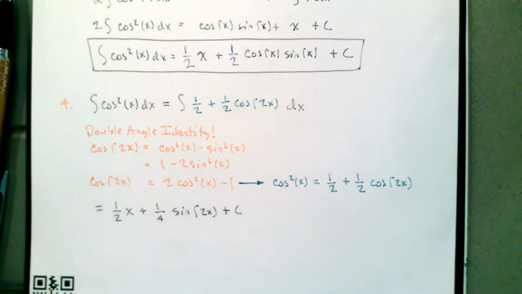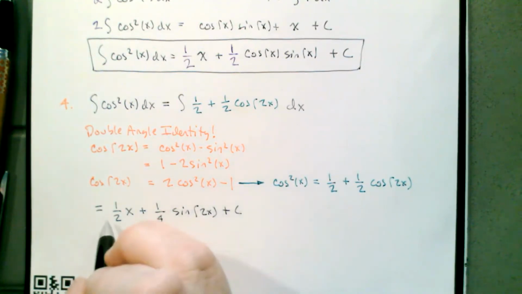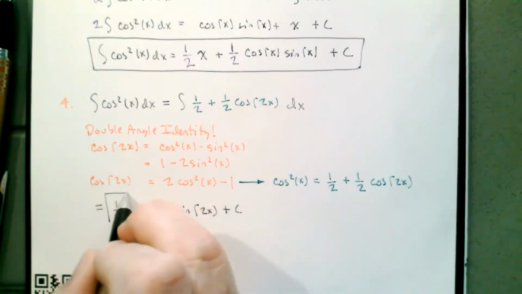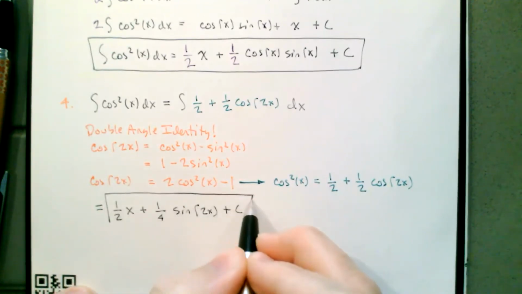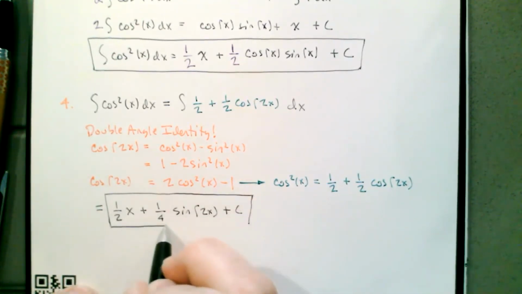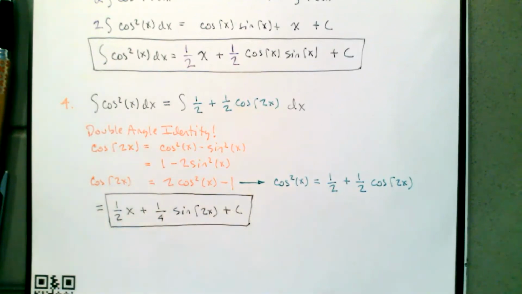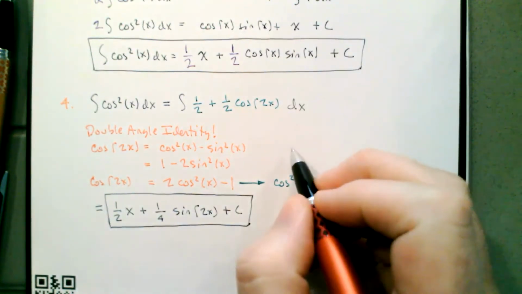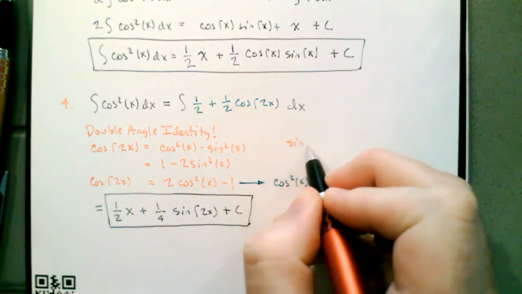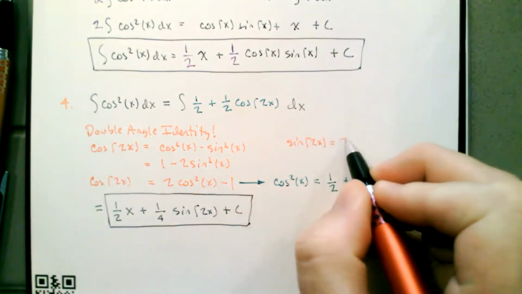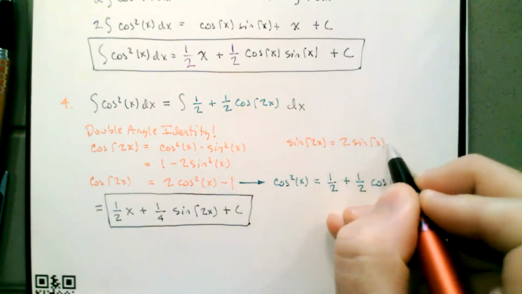Now we might look at this and say, this does not look like what we had before. I see the 1/2 x, but there's a 1/4, and there's a sine of 2x, which is not cosine x sine x. So the constant seems wrong, and it's a sine of 2x, not a cosine x sine x. But there's a double angle identity for sine as well. The sine of 2x is 2 sine x cosine x.